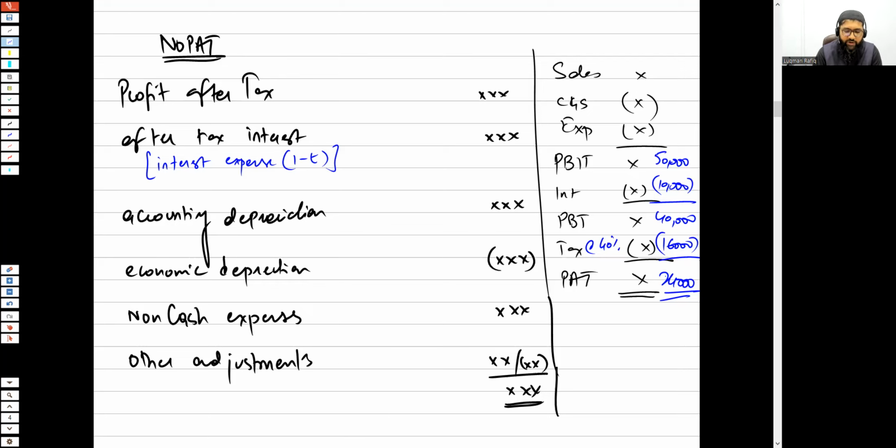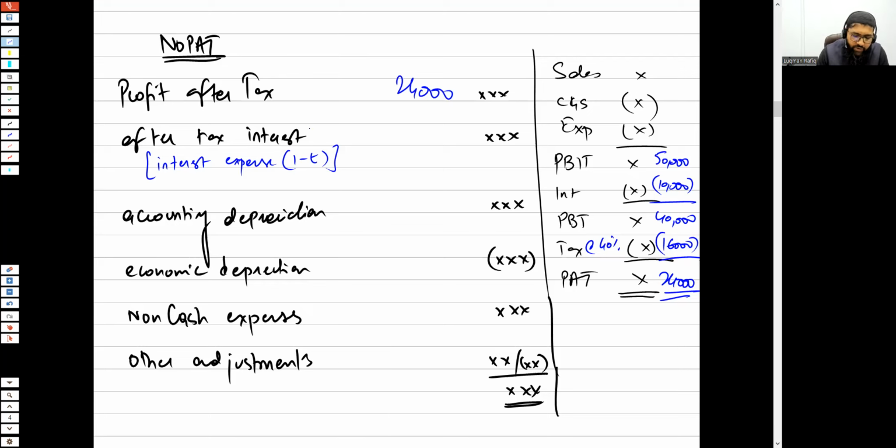If you have got profit after tax of 24,000, now what is it we need to do? We need to remove the impact of interest from it. And if we remove the impact of interest, ultimately the tax savings would be lost. The reason being, when you have an interest expense, the tax becomes low. But when you don't have an interest expense, the tax becomes higher.